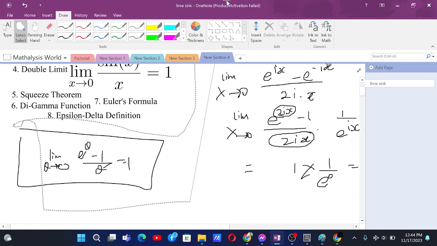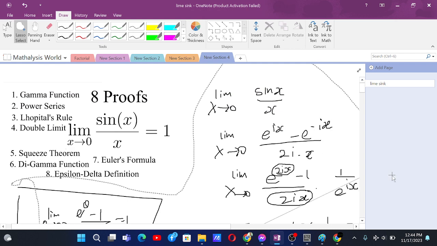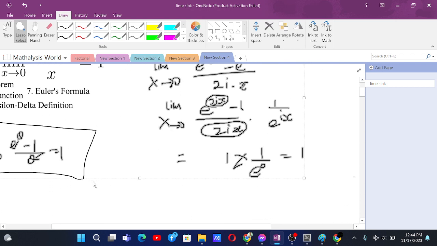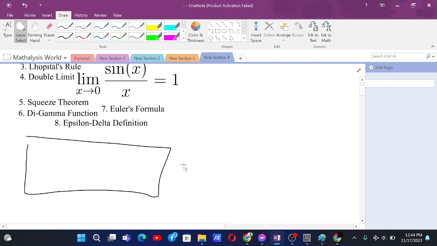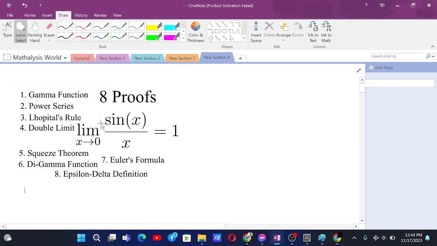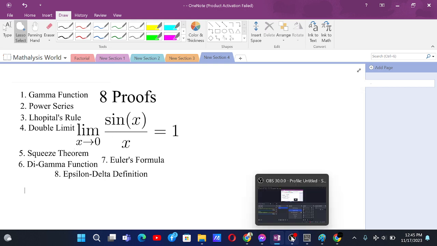Using the epsilon delta definition, it's really easy. So I'm leaving it for my viewers to try the proof of this by epsilon delta. It's really easy, and if you want to solve it, do comment down about how you do that. So this was it. We did eight proofs for this limit, and I hope you enjoyed them all. Thanks for watching. Look forward to seeing you in the next video.